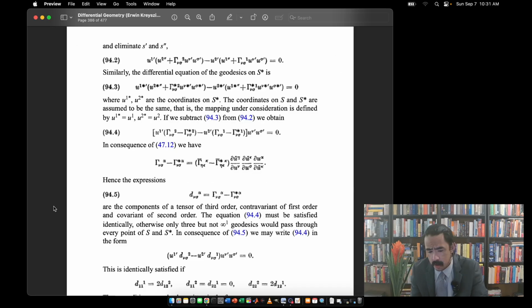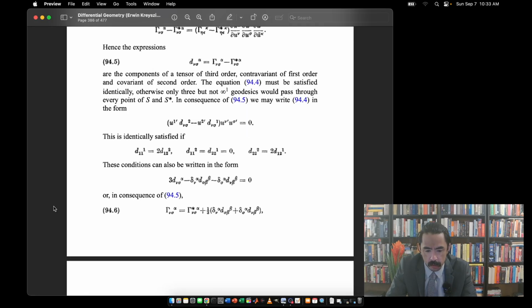In consequence of that transformation law for Christoffel symbols, we have Christoffel sub nu sigma superscript alpha minus Christoffel star sub nu sigma superscript alpha equals quantity Christoffel over bar sub eta epsilon superscript kappa minus Christoffel over bar star sub eta epsilon superscript kappa close quantity, times partial u over bar eta partial u nu, then times partial u over bar epsilon partial u sigma, then times partial u alpha partial u over bar kappa.